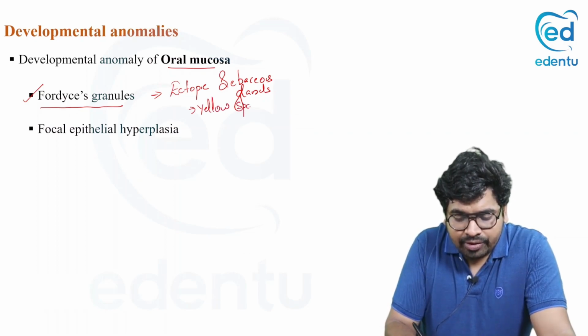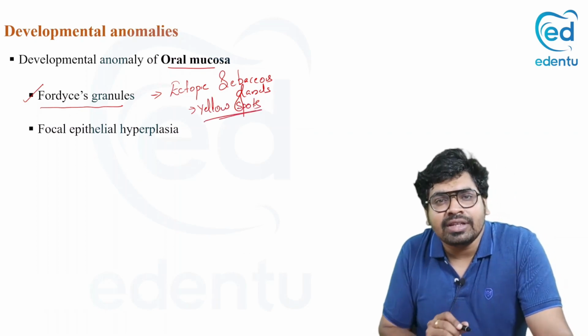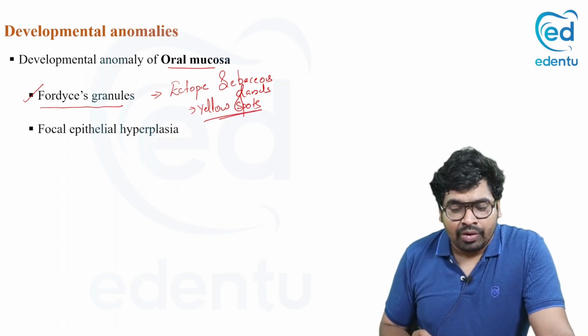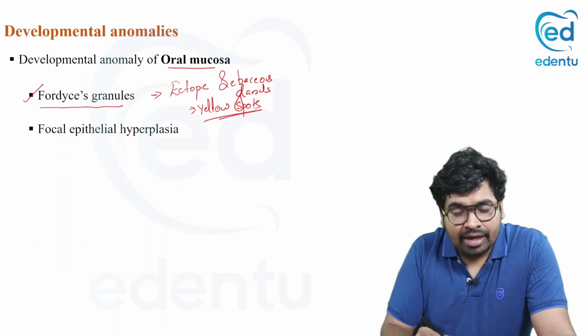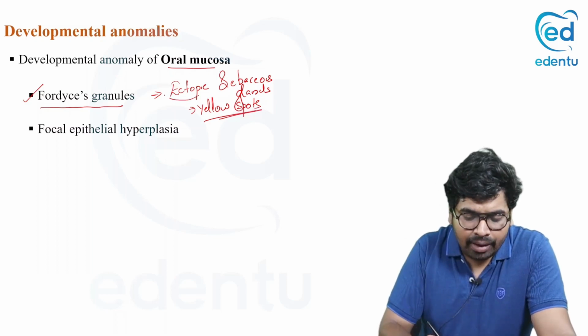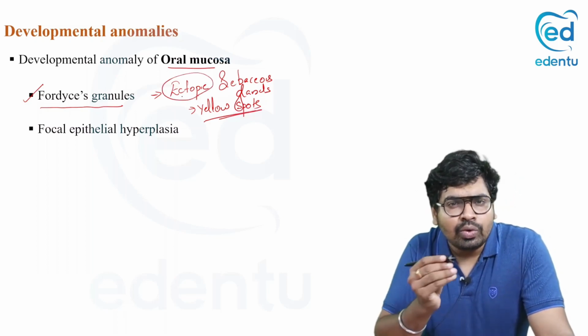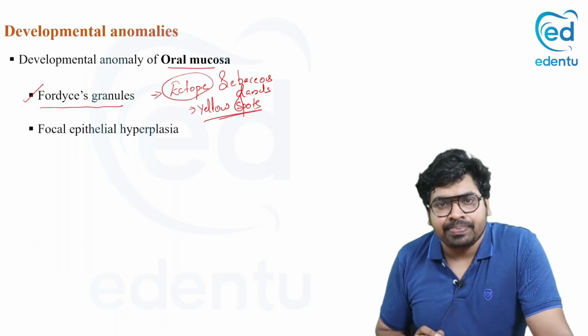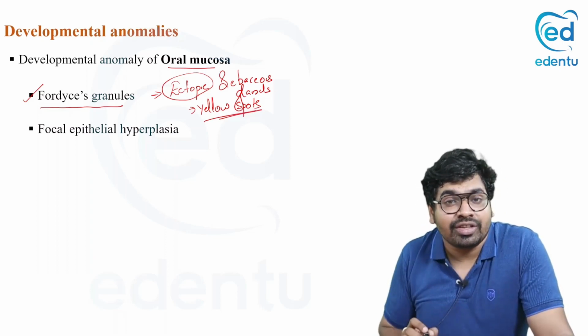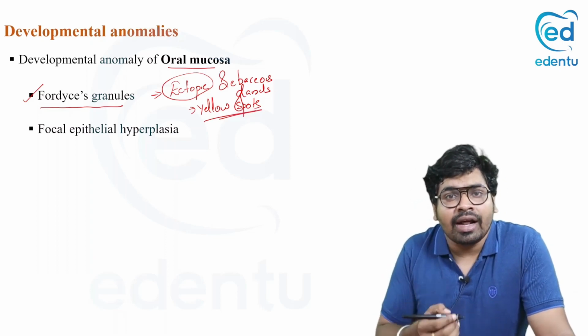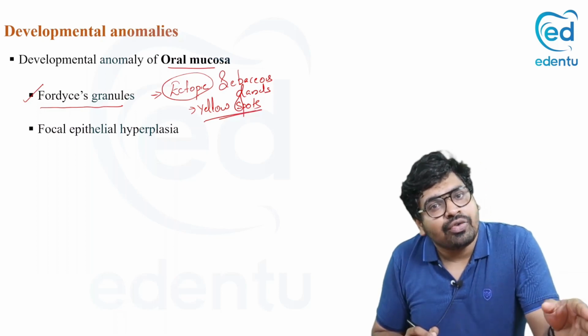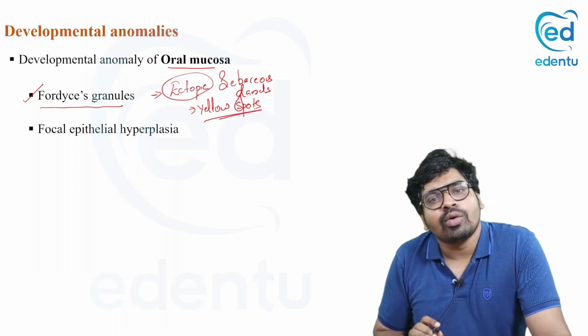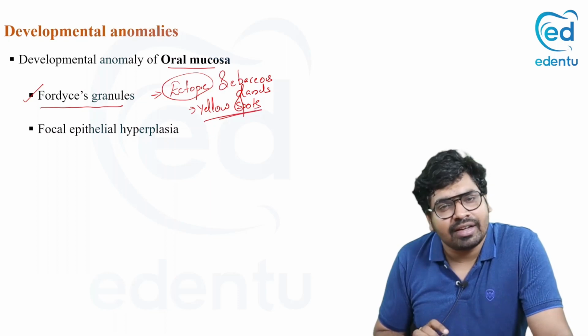That is present in certain people's oral cavity. It is not supposed to be present there. It is ectopic. Ectopic means it is new to the area or foreign to that area. So the ectopic presence of such sebaceous glands in the oral cavity is called Fordyce's granules. That is a normal phenomenon, and it doesn't do any harm.